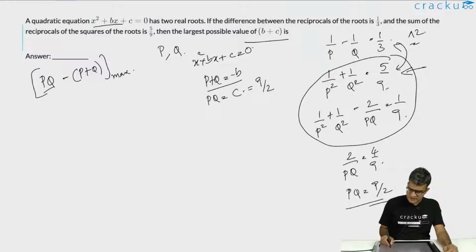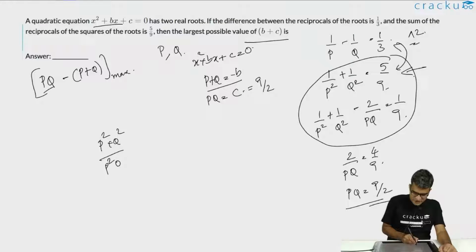So if you're looking at this equation, we have 1 by p square plus 1 by q square. So let us try to find out the value of p square plus q square. To that we'll add plus 2pq. So we'll get p plus q whole square, and we'll get a bound on p plus q. From this equation, we are going to get that p square plus q square divided by p square q square is equal to 5 by 9, or p square plus q square is equal to 5 by 9 into pq whole square, which is into 9 by 2 into 9 by 2.